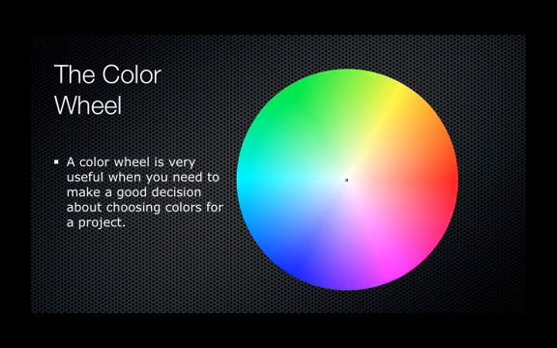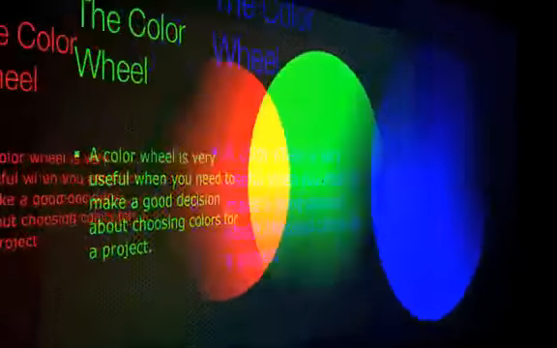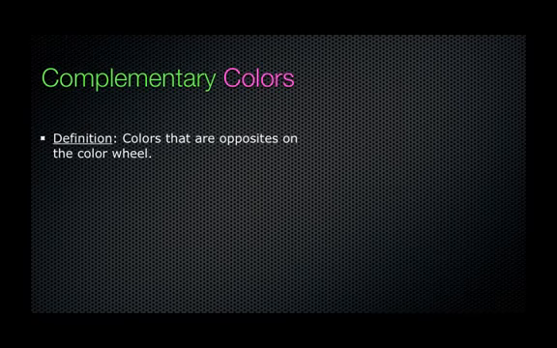How do we use the color wheel? Well, there's two basic elements of color theory. The first one is called complementary colors. Complementary colors are found on opposite ends of the color wheel. So let's take a look at some popular complementary colors. Blue and orange, found on the opposite ends of the color wheel.